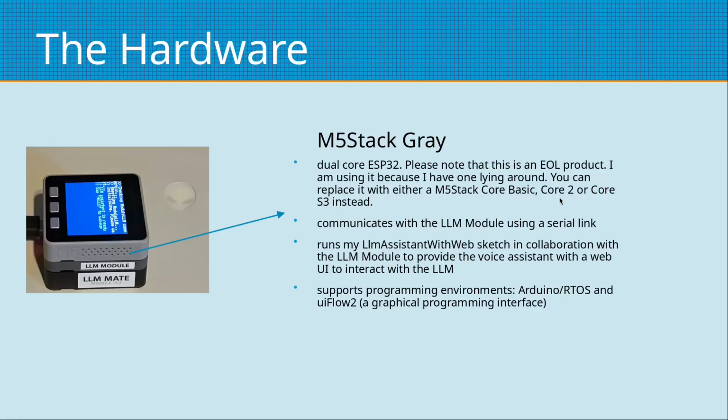Now, let me tell you about the hardware I'm using in this project. You can see from the diagram there are three hardware modules. The first one is the M5Stack Gray, which is a dual-core ESP32 processor. Please note that this is an end-of-life product. I'm using it because I have one lying around unused. You can replace it with either a M5Stack Core Basic, Core 2, or Core S3 processor instead. It communicates with the LLM module using a serial link.